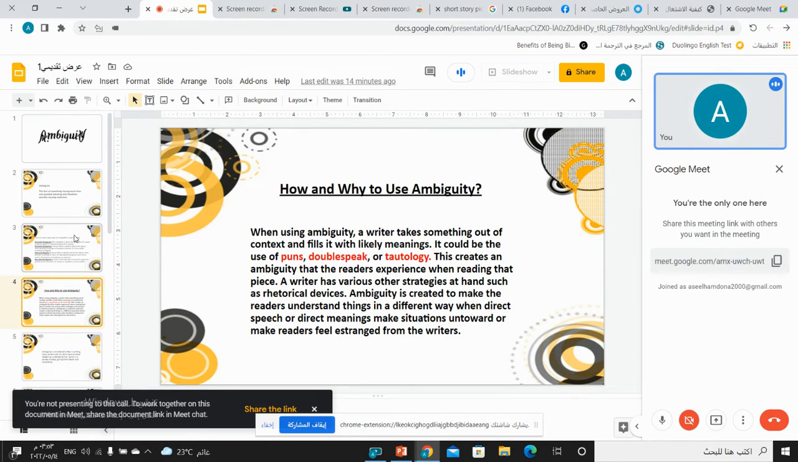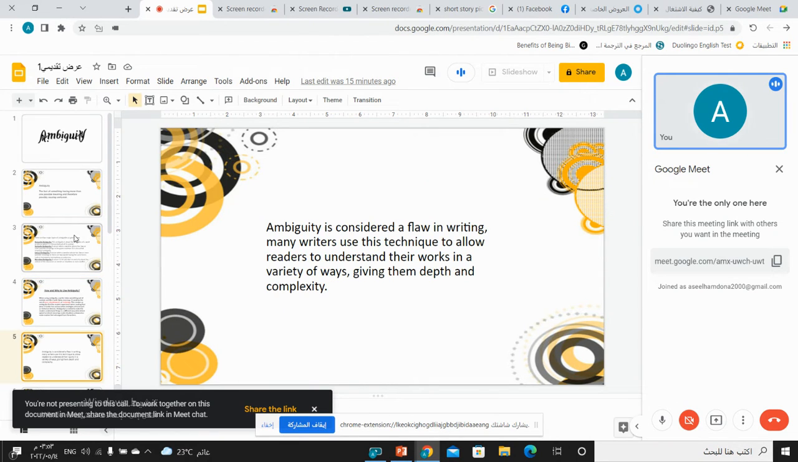A writer has various other strategies at hand, such as rhetorical devices. Ambiguity is created to make the readers understand things in a different way, when direct speech or direct meanings make situations untoward or make readers feel estranged from the writers. Ambiguity is sometimes considered a flaw in writing. Many writers use this technique to allow readers to understand their works in a variety of ways, giving them depth and complexity.